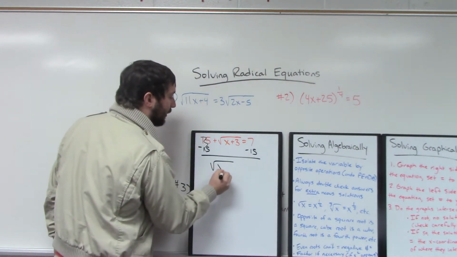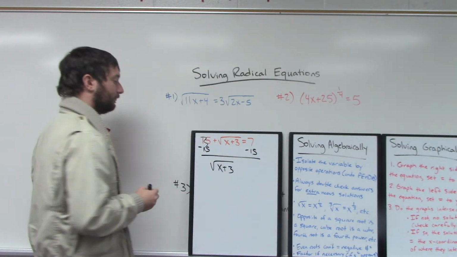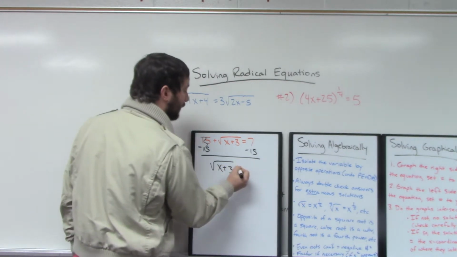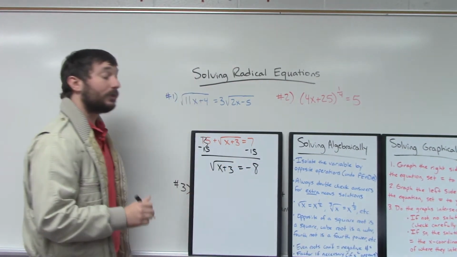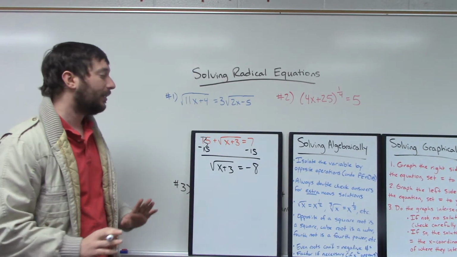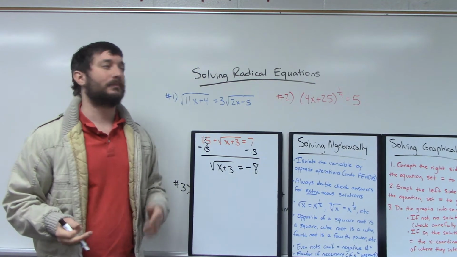Now we have something a little bit more simple on the left hand side of this equation, which is good. We're starting to get x by itself. On the right side, 7 minus 15 is negative 8. Now you could really just stop here and see there can't be a solution to this problem. Square roots cannot equal negative numbers.